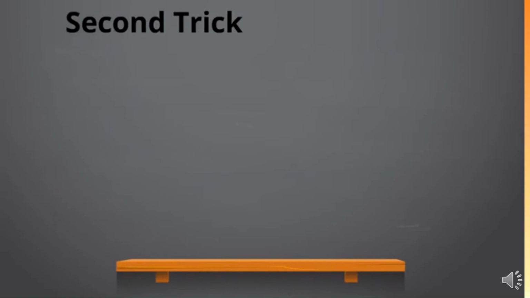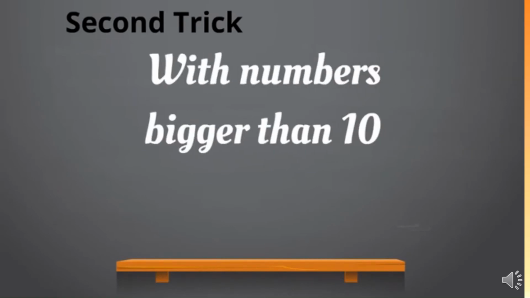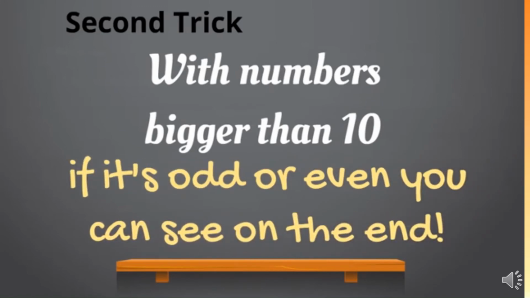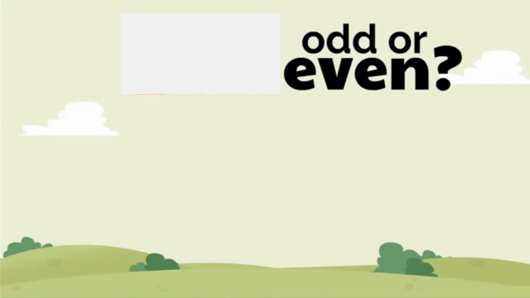So here is the second trick. With numbers bigger than 10, whether it's odd or even, you can see on the end. To demonstrate, let's play a game. We're going to look at a number that's bigger than 10. We're going to look at the end to see if it's even or odd. Our first one is number 21. Is it odd or is it even? It's odd. Why? Well, we look at the end.